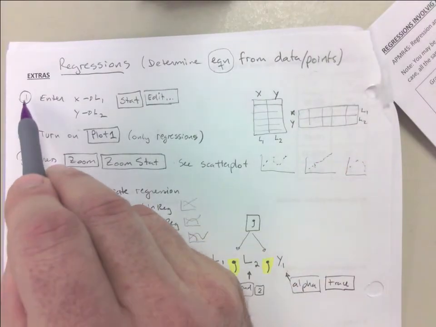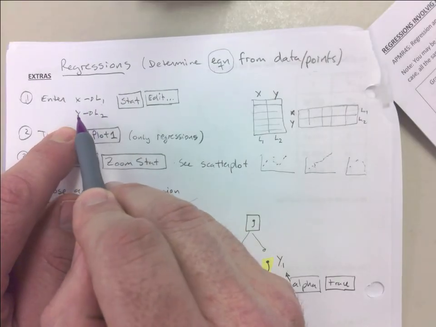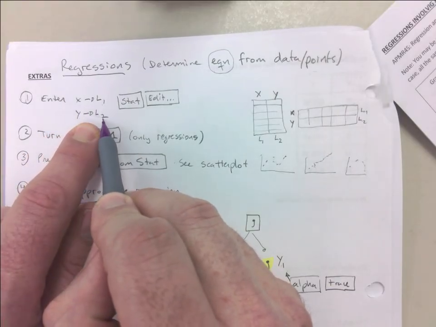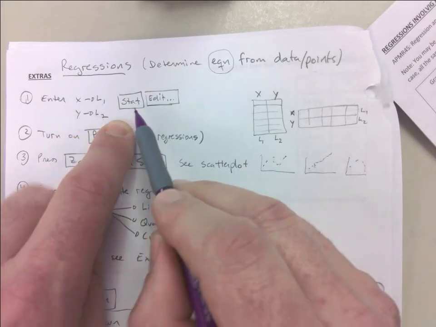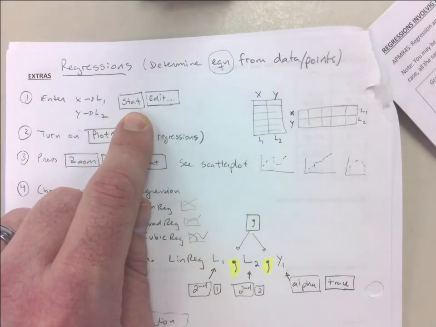How do we do that? You want to enter your x values into L1, your y values into L2. How do we get to this point? We press Stat, Edit. Every time you see a box, it's either a button or it is a selection you have to make.